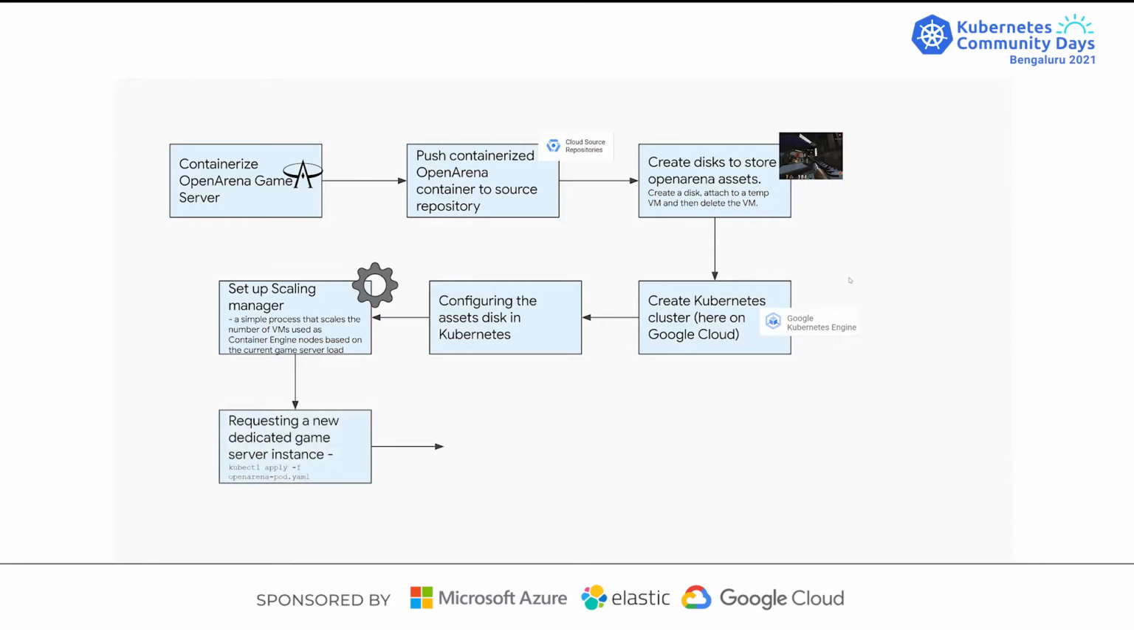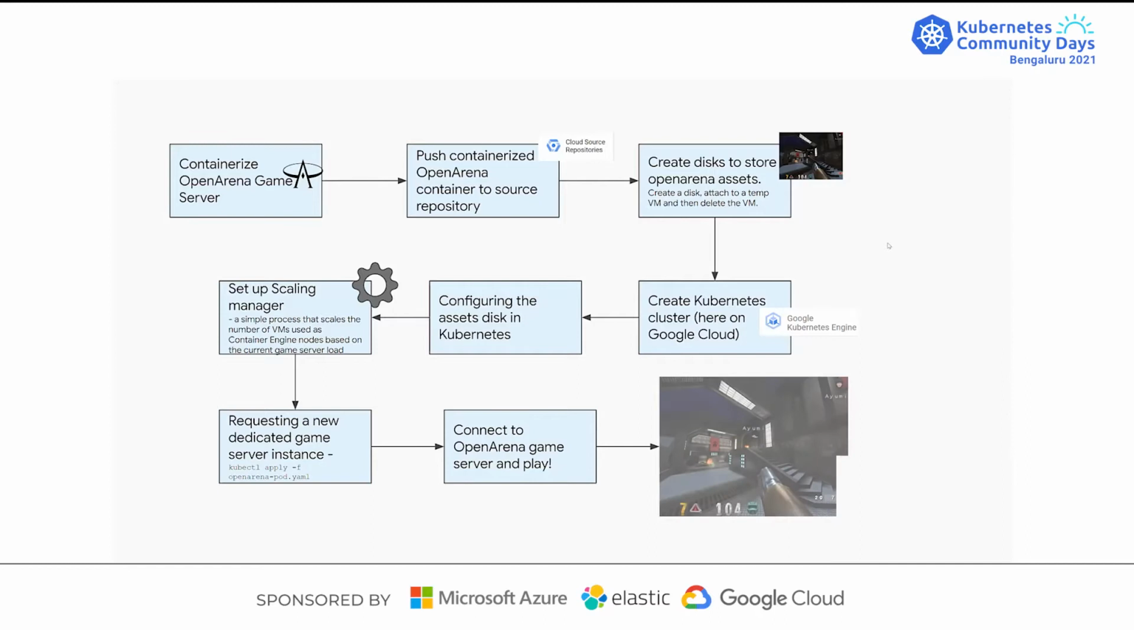Now, the last step is deploying or requesting a dedicated game server on Kubernetes. Once that is done, all you need to do is test the connection, connect to the OpenArena game server, and you should be able to play the game. Now let's go ahead and start doing that.